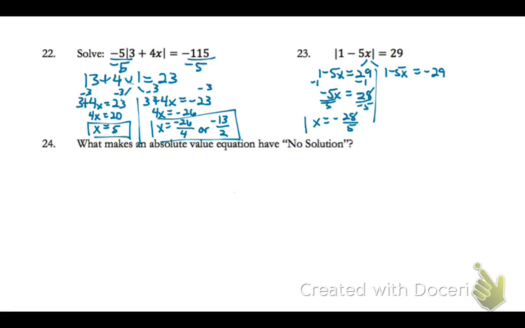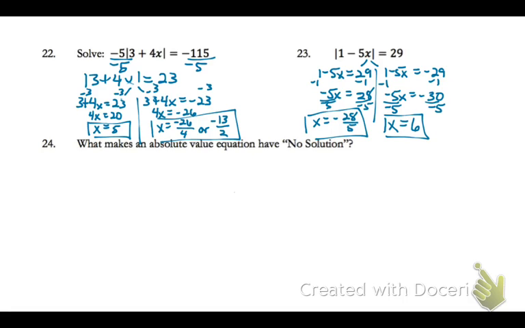Not the neatest answer, but it's in lowest terms, and it will work for us. We'll subtract 1 from both sides, so here we get negative 5x equals negative 30. Just remember the sign that's in front of the number or the term is what goes with it. We'll divide both sides by negative 5, so x equals positive 6. So these are the two numbers that you can plug in that will make that absolute value statement true.